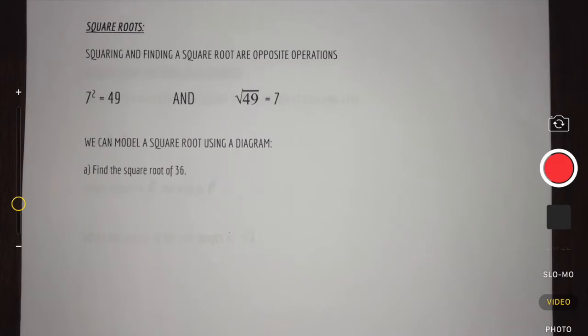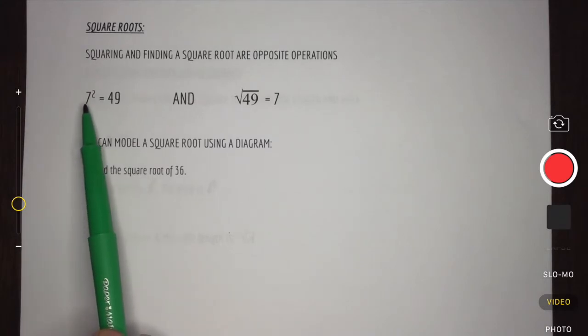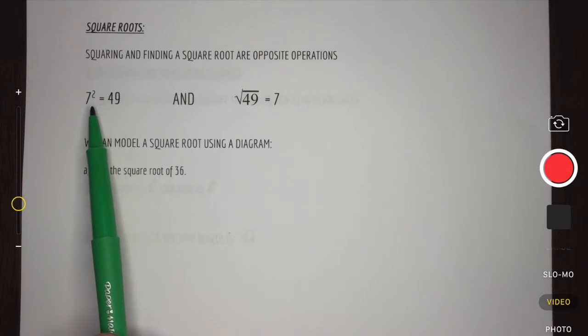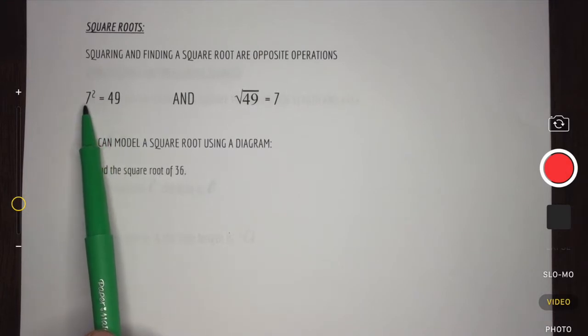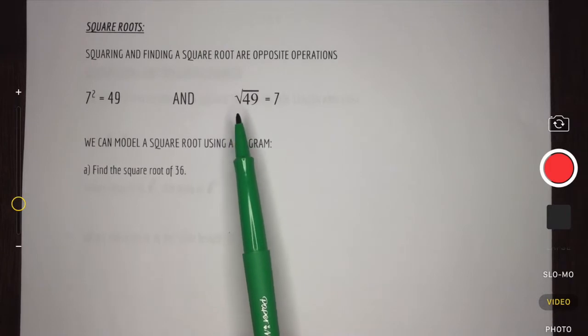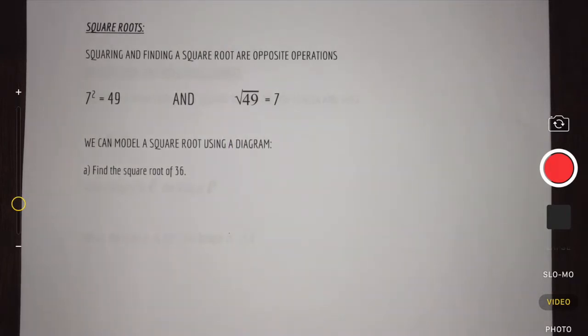Now the opposite to squaring a number is finding that number's square root. So if I think of 7 to the exponent 2, or 7 squared, I know that that equals 49, because I'm taking that 7, multiplying it by itself, so 7 times 7, which is going to give me that 49. If I think of finding the square root of 49, so this is the opposite way, I have to think to myself, what number multiplied by itself is going to give me that 49, so that's what we call a square root, and of course that is going to be 7.